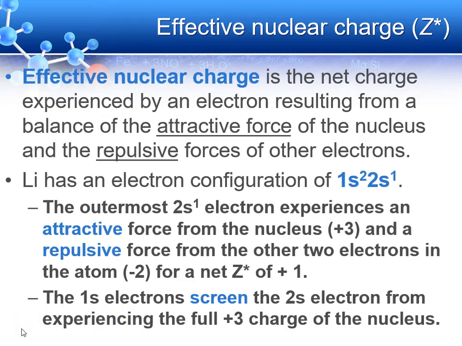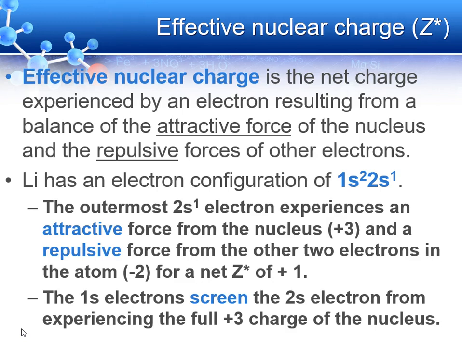So here we can use the concept of effective nuclear charge to explain this. That was covered earlier in the chapter, and you might remember that I skipped it because I thought it made more sense to talk about it here. So what is effective nuclear charge? Our authors use Z star to represent effective nuclear charge. That is the net charge experienced by an electron resulting from the balance of attractive forces of the nucleus and the repulsive forces of the other electrons.